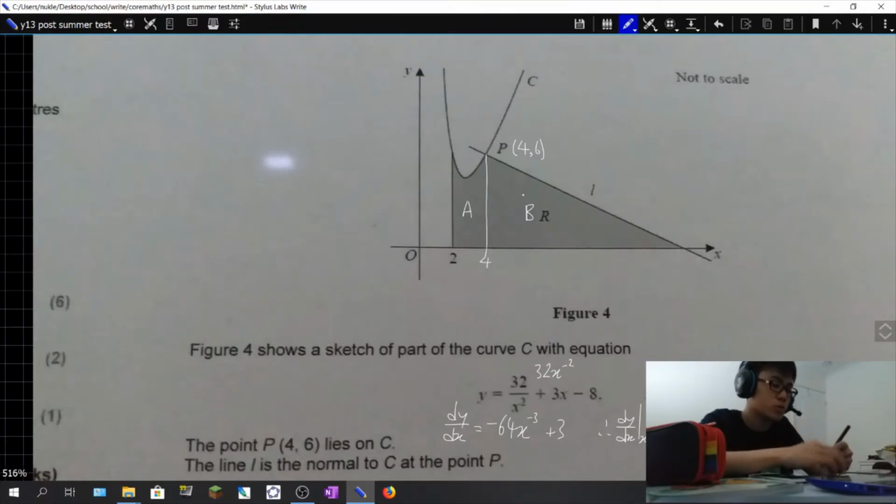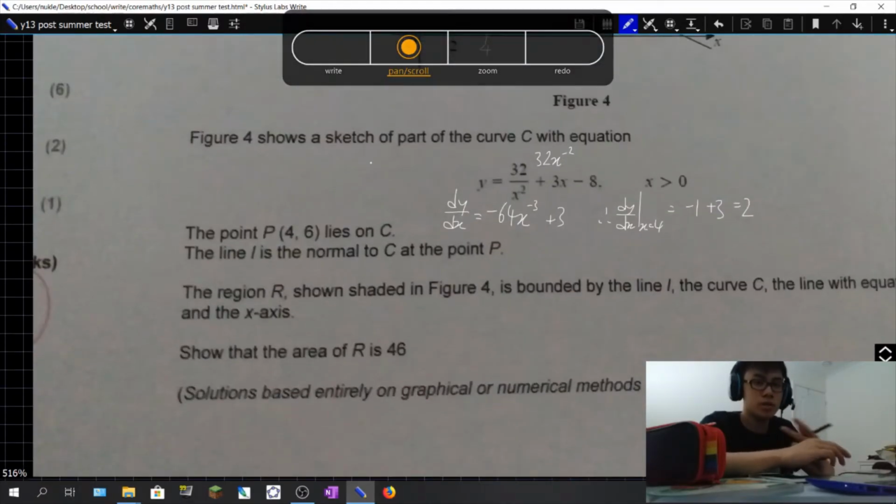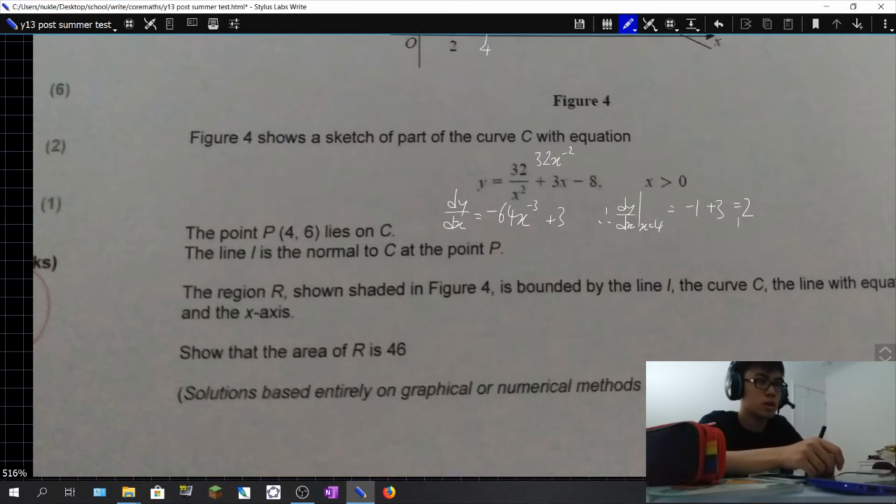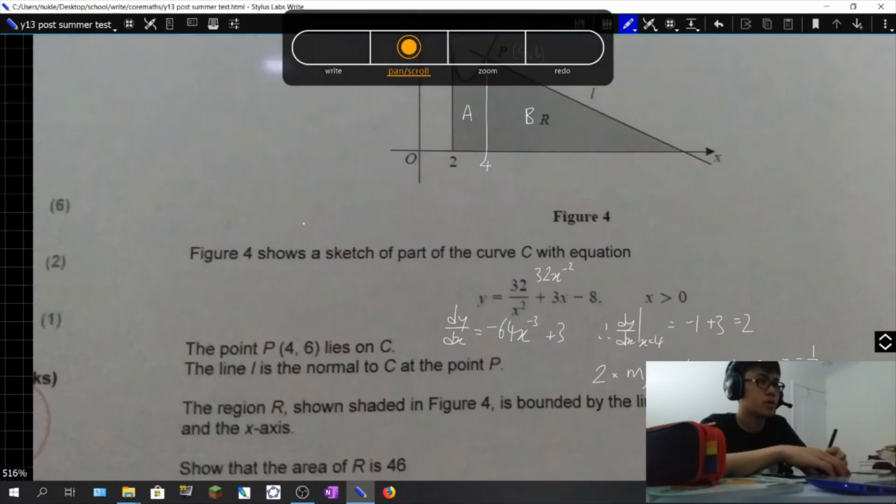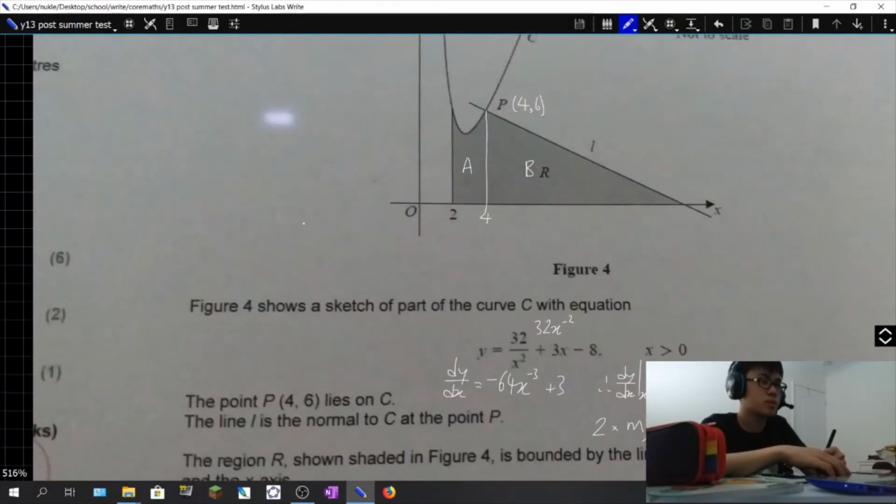But L is the normal, so L is actually perpendicular to a line with a gradient 2. So 2 times the gradient is going to be negative 1. So then gradient of L is going to be negative 1/2. Because this is the relationship when 2 lines are perpendicular: you have the gradient of the first line, gradient of the second line, times them together is equal to negative 1.